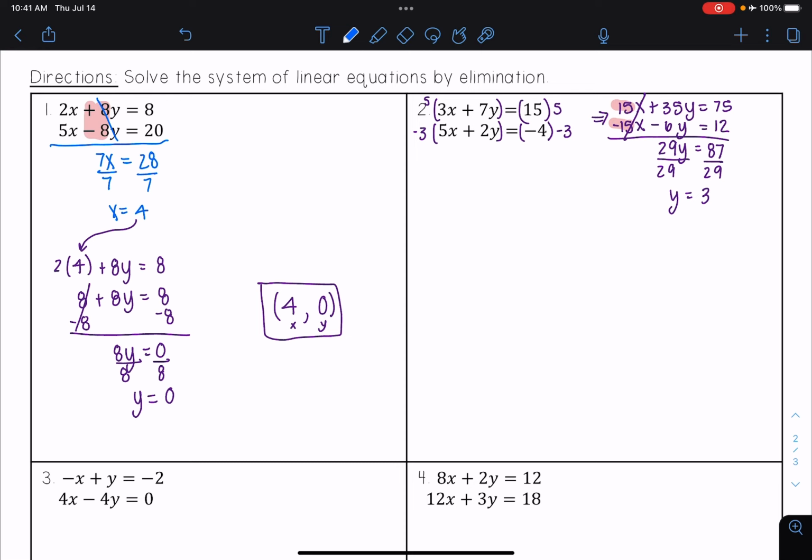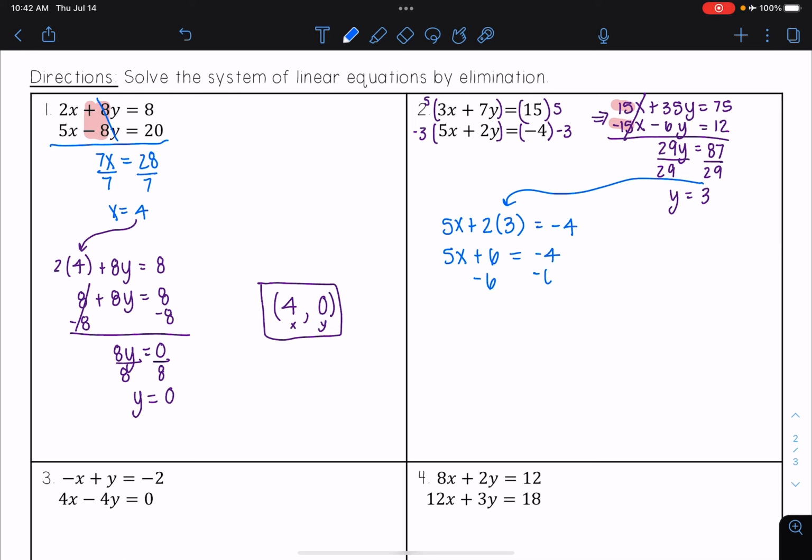It doesn't matter which one you plug it in. I'm going to go ahead, just to do something different, and plug it into the second equation. So I have 5x plus 2 times y, which we found to be 3, is equal to negative 4. 2 times 3, I get 6.